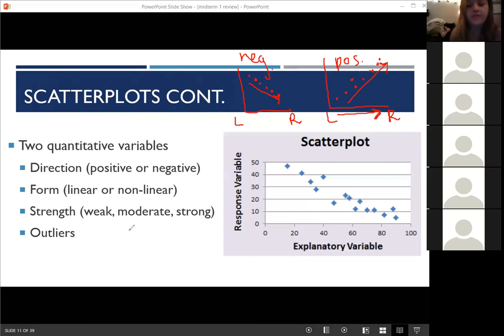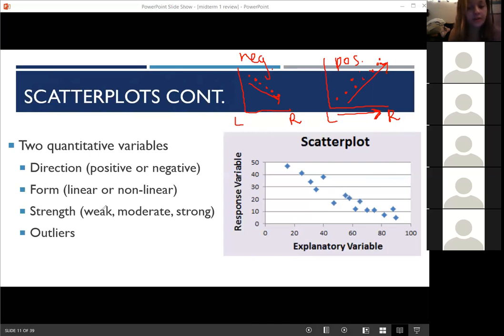Form is just talking about whether it's linear or not linear. Does it look like a line or not? That's where you get your form. Strength is basically how close these dots are together. Are they strongly correlated? Do we think there's some sort of relationship going on or not? That'll talk about our strength. So if we think there's a high or a close relationship between the two, it's probably going to be moderate or strong.